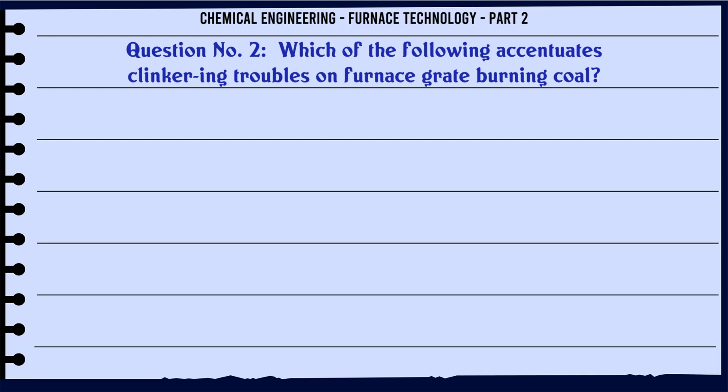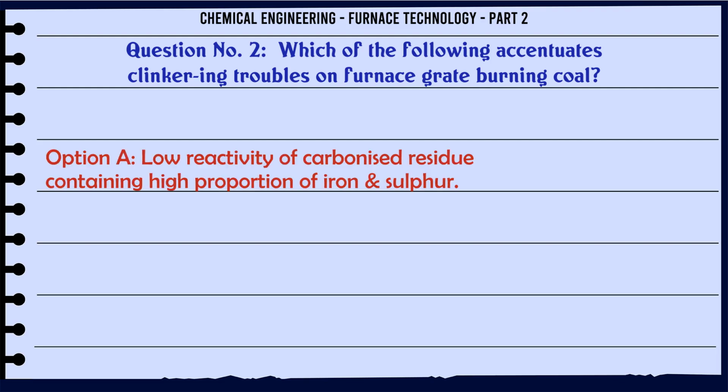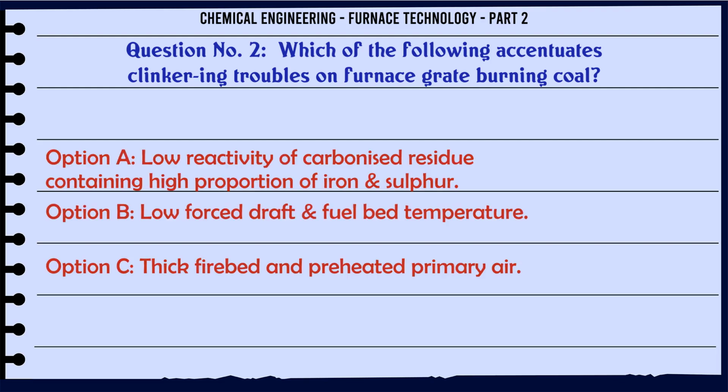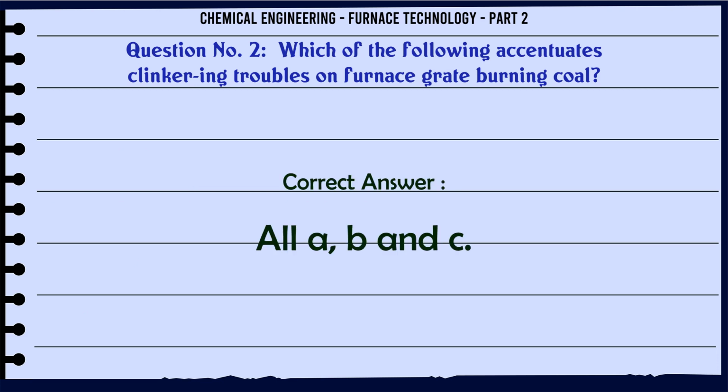Which of the following accentuates clinkering troubles on furnace grate burning coal? A. Low reactivity of carbonized residue containing high proportion of iron sulfur. B. Low forced draft fuel bed temperature. C. Thick fire bed and preheated primary air. D. All A, B, and C. The correct answer is all A, B, and C.